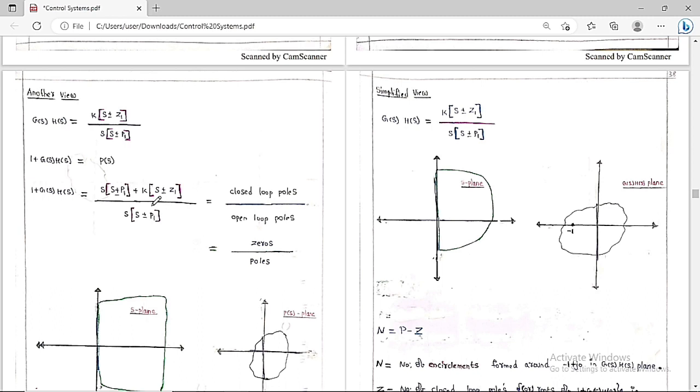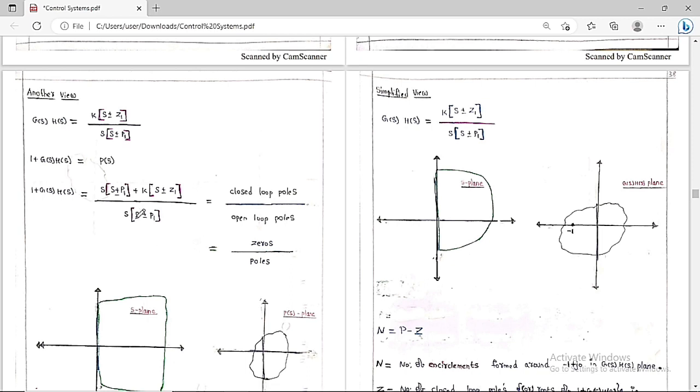So for the P of S, I've already told you the numerator roots are called the zeros, and the denominator roots are called the poles for the P of S. So these roots are called zeros and these roots are called poles. But actually, this is a characteristic equation, right? So these roots are called closed loop poles.